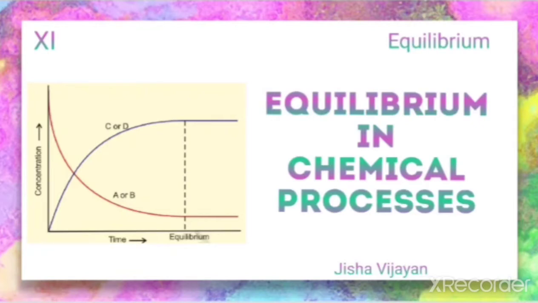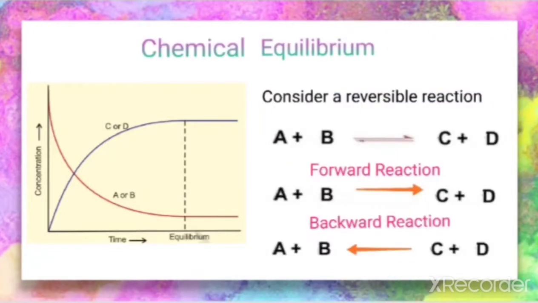Hello students, let us discuss equilibrium in the chemical processes. Let us consider a reversible reaction, that is A plus B giving rise to C plus D, and the C plus D is giving back to A plus B. It's a reversible reaction. Here the forward reaction is A plus B giving rise to C plus D, that is called a forward reaction.